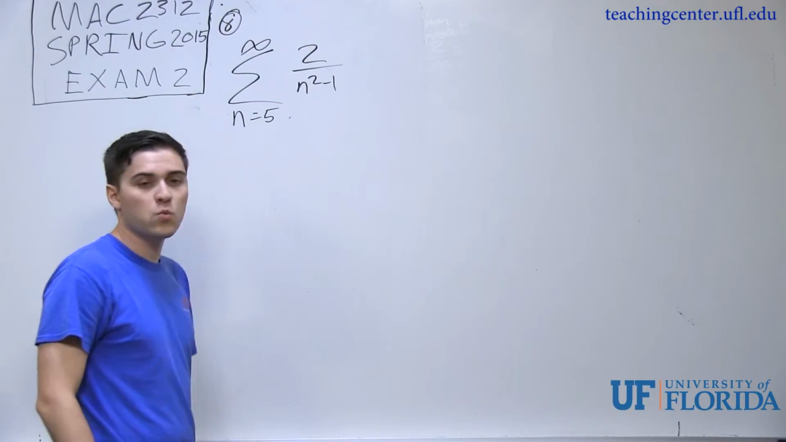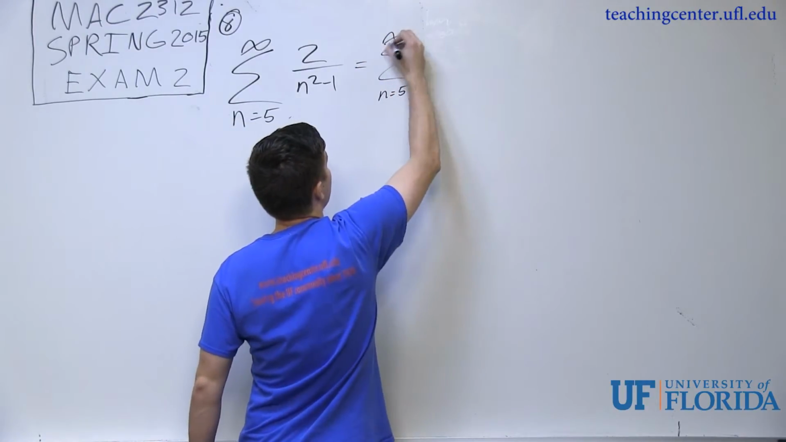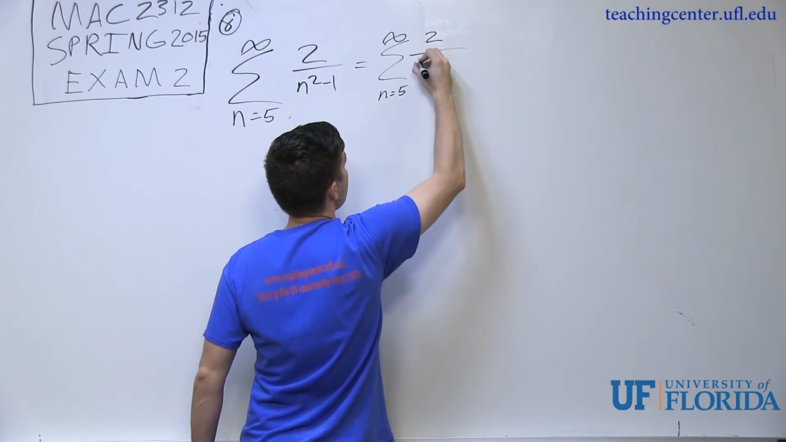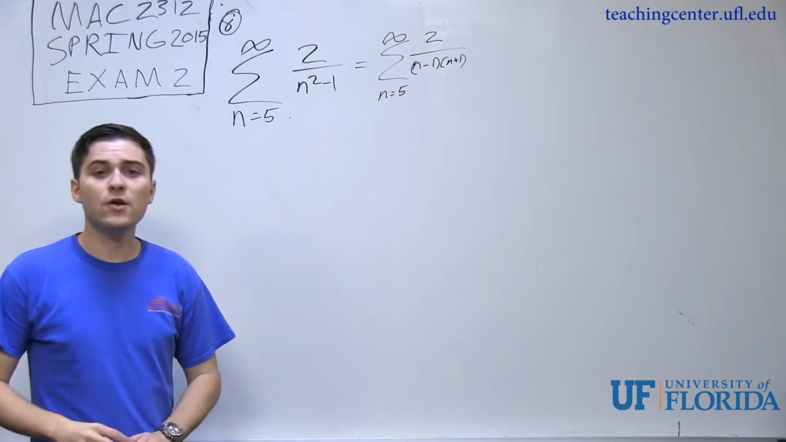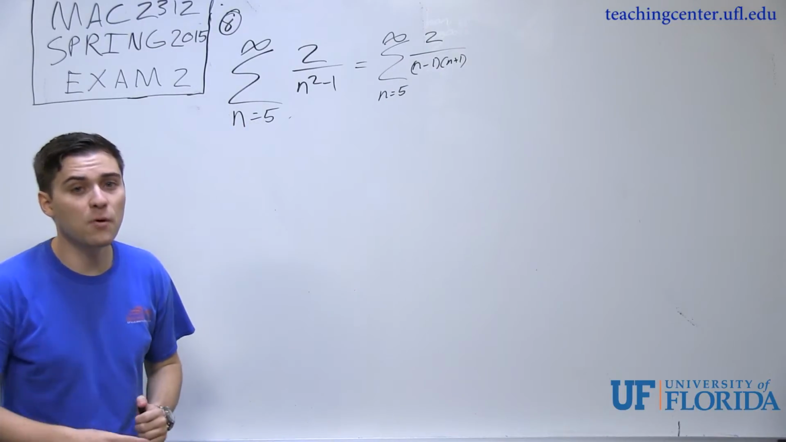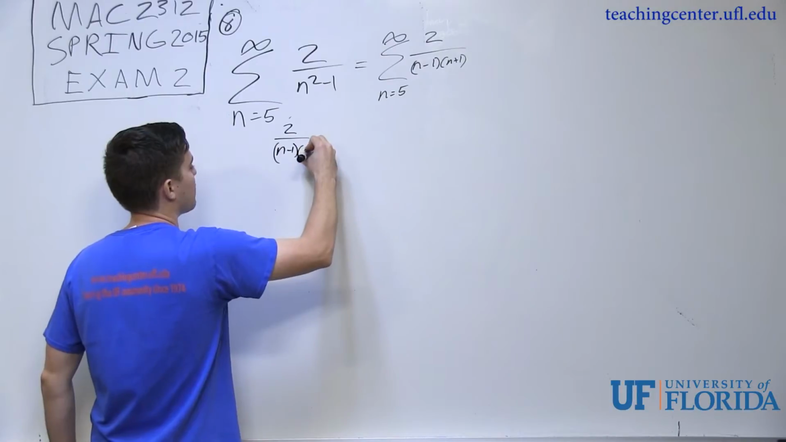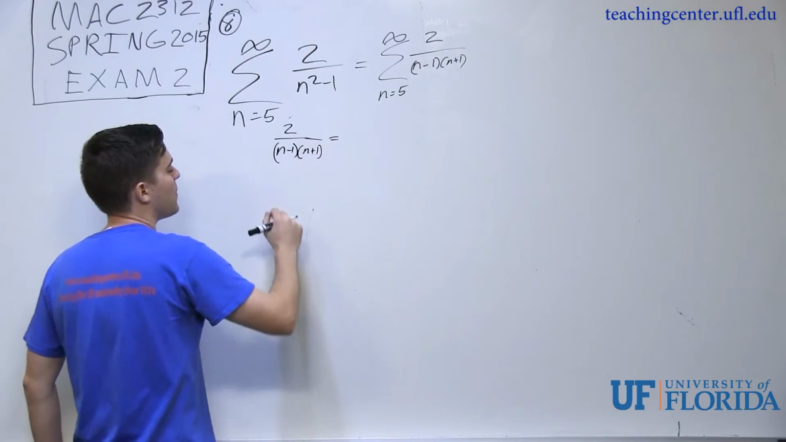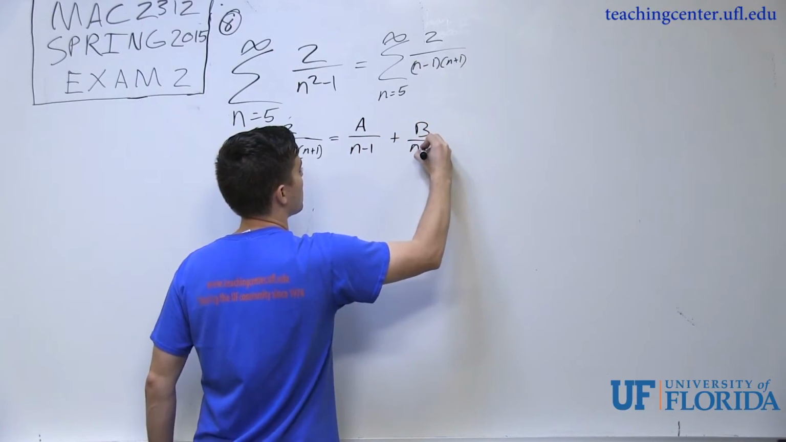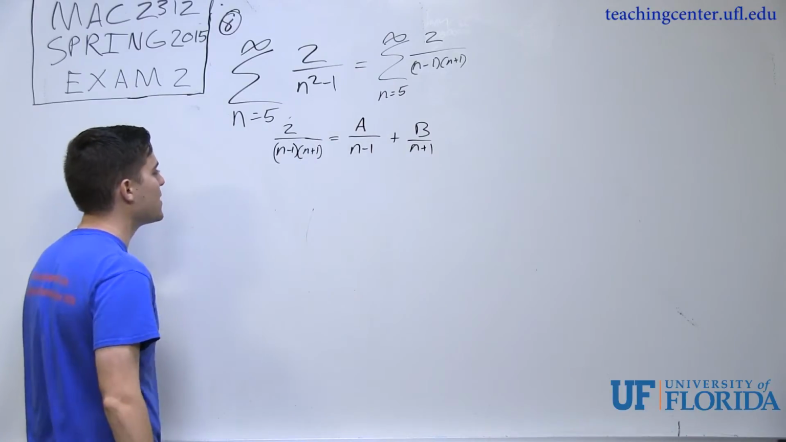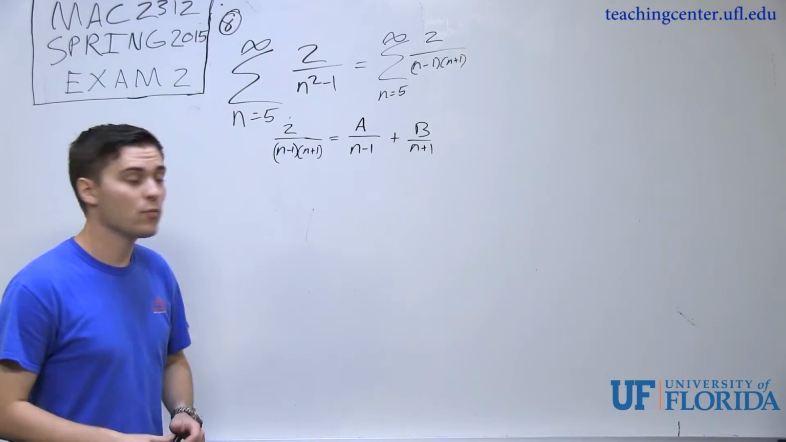So if I have an n squared minus 1 on the bottom, I could easily rewrite this series from n equals 5 to infinity of 2 over (n minus 1)(n plus 1). Now I have 2 independent linear roots on the bottom, which means that I can split it using partial fractions. So 2 independent linear roots means that I just get constants on top, A over n minus 1 plus B over n plus 1. Now I just need to solve for A and B, and I can solve both of them using the cover-up method because they're both independent linear roots.